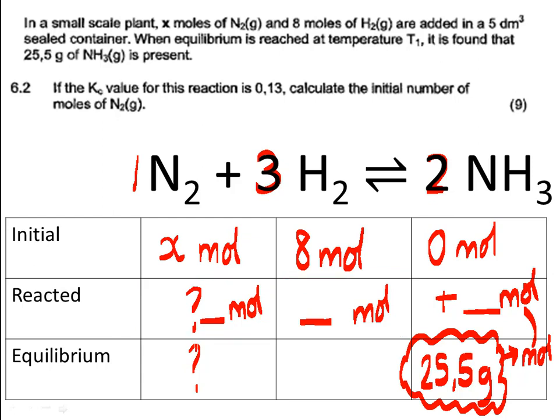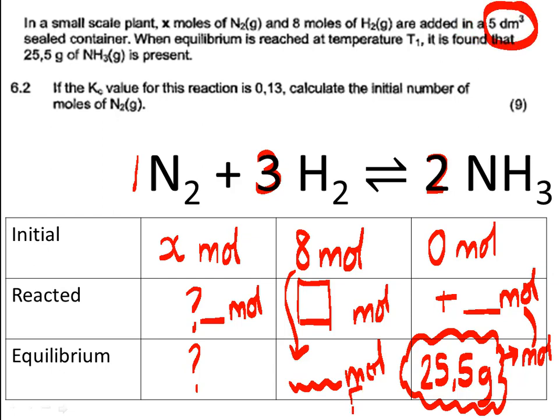So then how would we find this other question mark? How much nitrogen we have at equilibrium? How would we find that out? Well, once we know how many moles of hydrogen reacted, we can use that to find out how many moles of hydrogen there are at equilibrium. We can then just work out the concentration, remembering that the volume is 5 decimeter cubed.